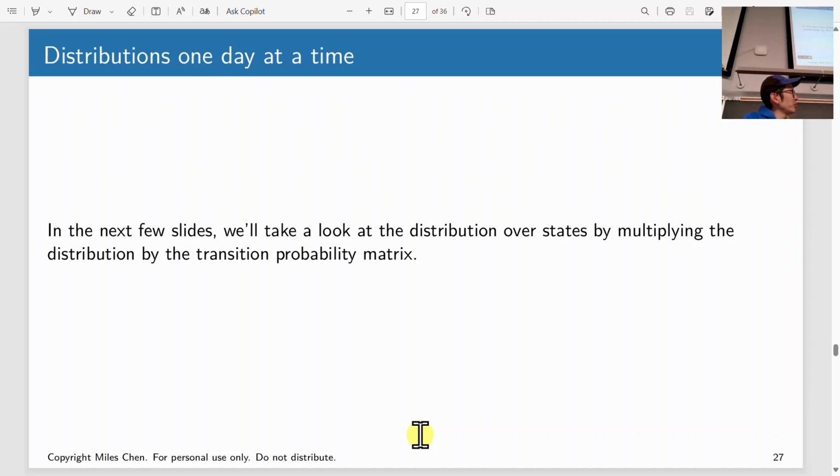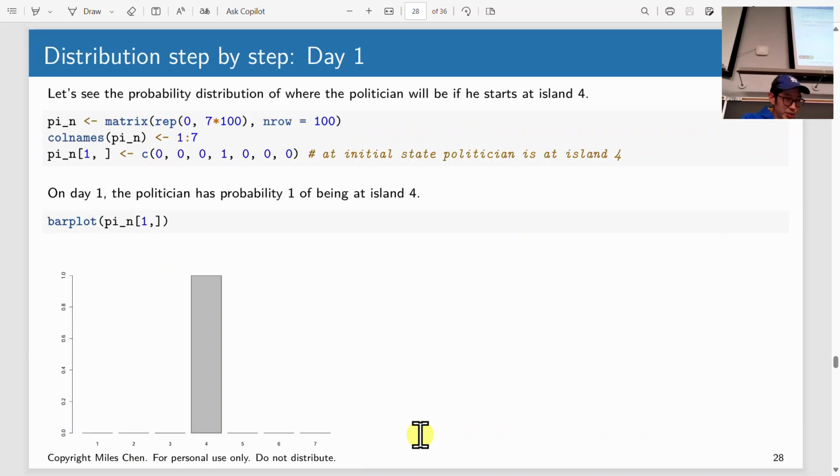Okay. What we can also look at is how the distribution, when you apply the transition probability matrix, approaches the target distribution here. So here, I'm going to start off with the politician starting off at island 4. So the distribution right now is he's at island 4, 100% probability of being at island 4. And then we apply the transition probability matrix.